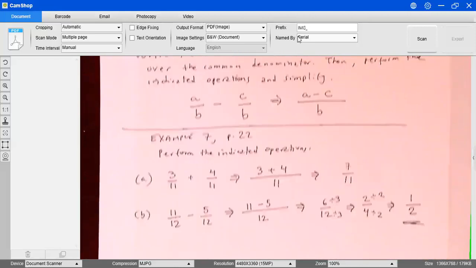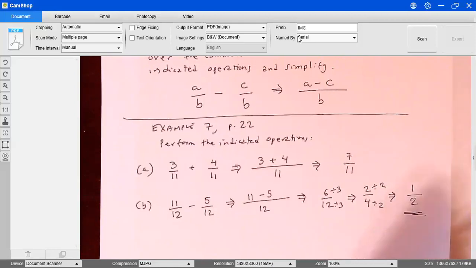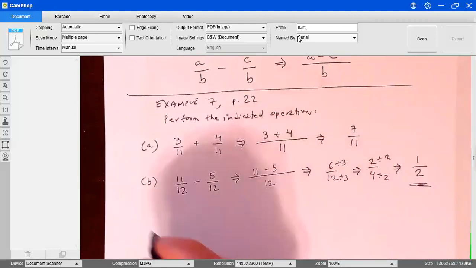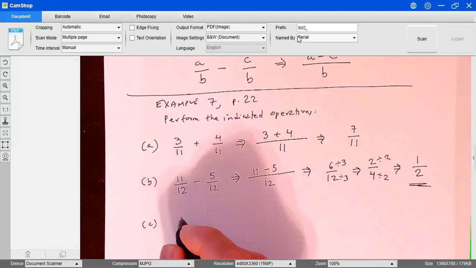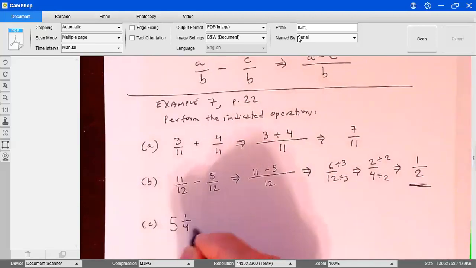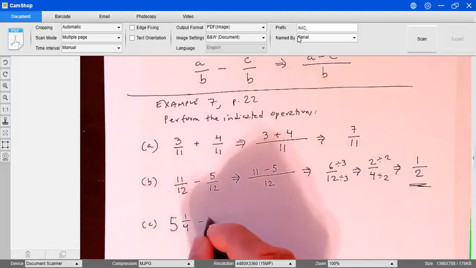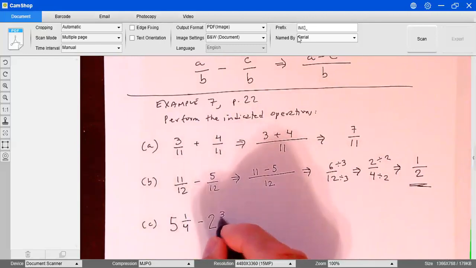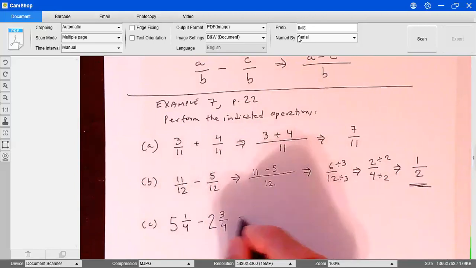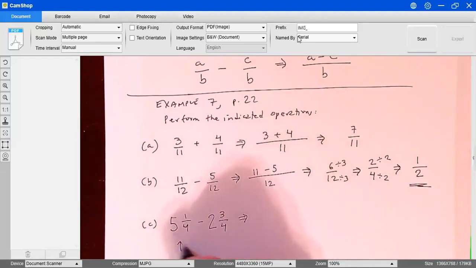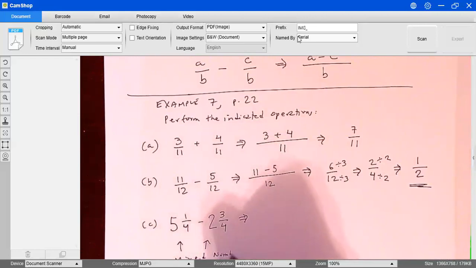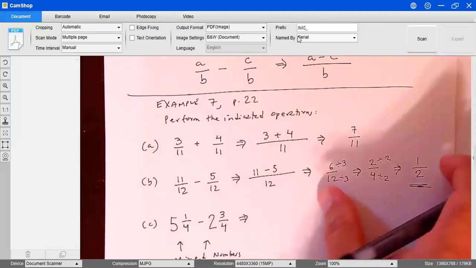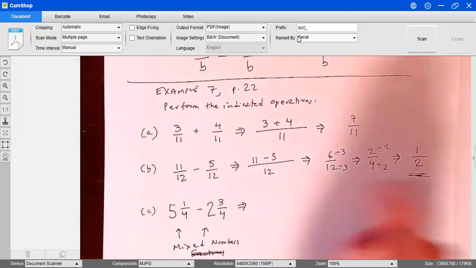We have now a problem that involves mixed numbers. This is just for completeness. Remember, we are not going to deal with mixed numbers in our class, but this is part of the example, so we're going to solve it. The first thing is that these are mixed numbers, so we're going to convert them into improper fractions. How do you do that?